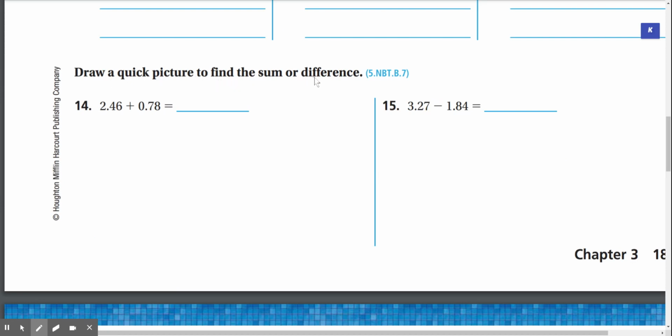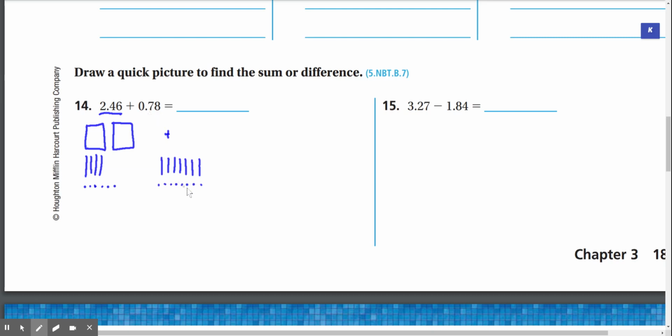Draw a quick picture to find the sum or difference. Number 14: 2.46 plus 0.78. Well, 2.46 is going to look something like this. We have 2 squares, 4 sticks, and 6 dots, plus 7 sticks and 8 dots.